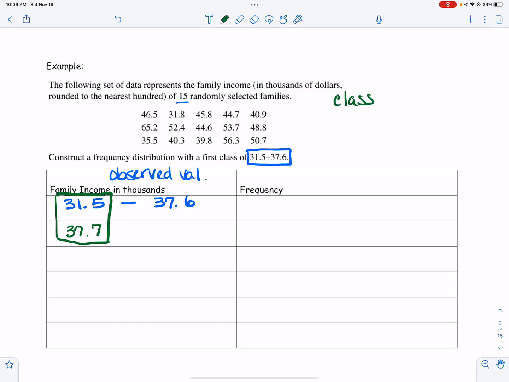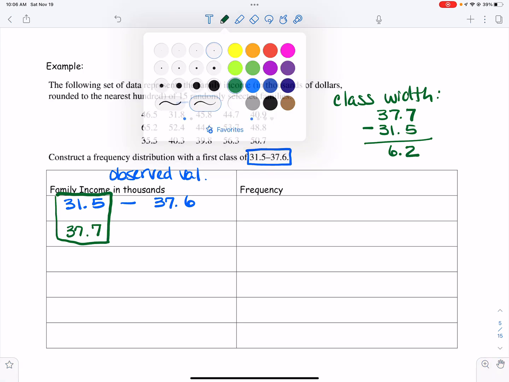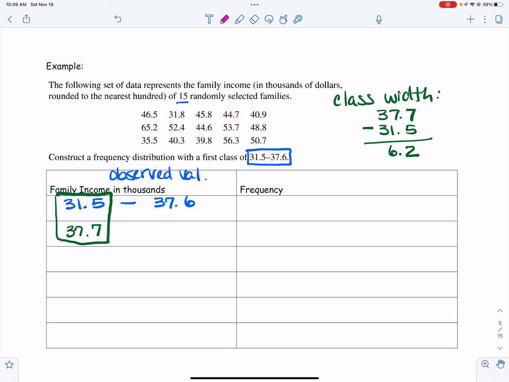So now we're able to figure out our class width by looking at these two numbers. So class width is 37.7 minus 31.5. So that gives me 6.2. So every class is 6.2 units. That is going to have numbers in between those lines. So now what we're going to do is take that 6.2 and add it so that we get the next class as 43.8.